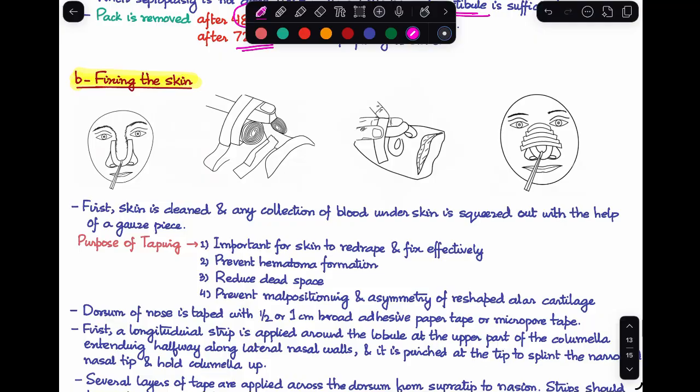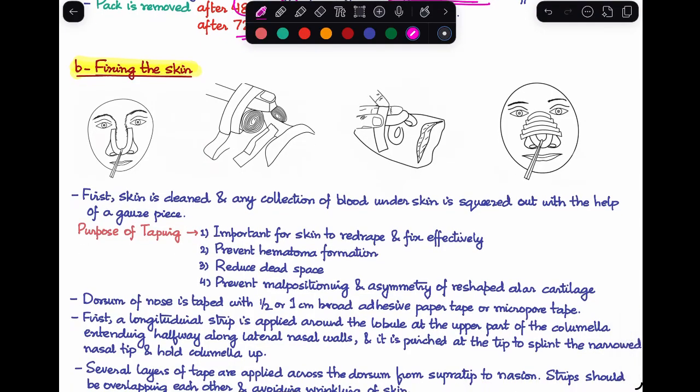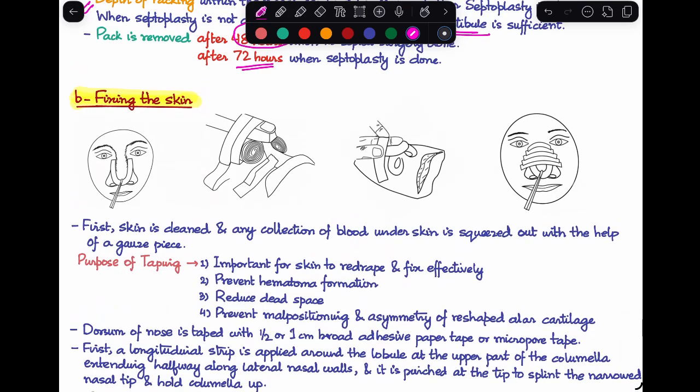Next is, how do we fix the skin? First we will clean the skin, and any collection of blood is taken out. The fixing of the skin is basically what we call taping. There are 4 purposes of taping here. First, it is important for the skin to redrape and fix effectively. Second, it will prevent hematoma formation. Third, it will reduce dead space. And fourth, the taping will prevent any malpositioning and asymmetry of the reshaped alar cartilage. So that is why we need to perform taping properly.